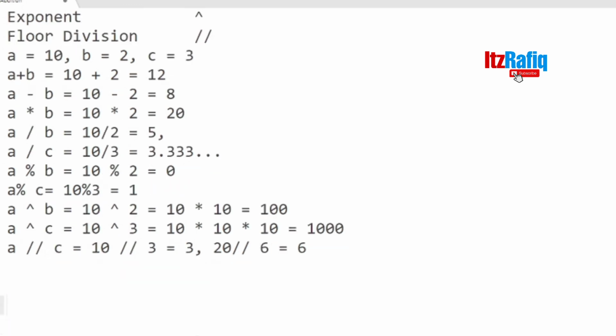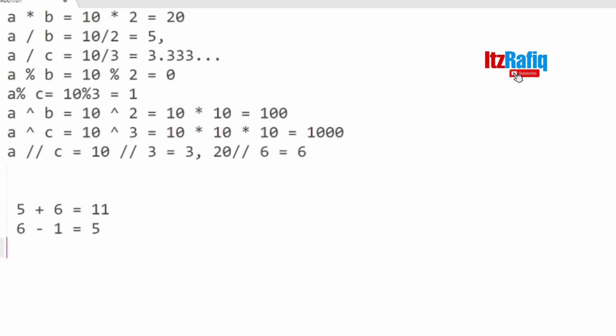Again I am showing some examples. For addition, 5 plus 6 will be 11. For subtraction, 6 minus 1 will be 5. For multiplication, 5 into 6 is 30. And for division, 10 divide 2 is 5. For modulus, 10 modulus 6 will be 4. While we are dividing 10 by 6, we'll get 4 as the remainder.